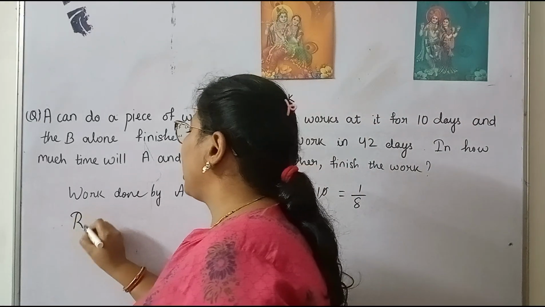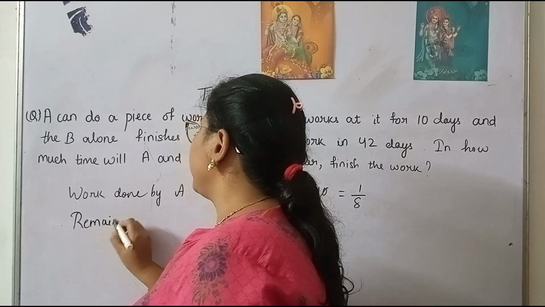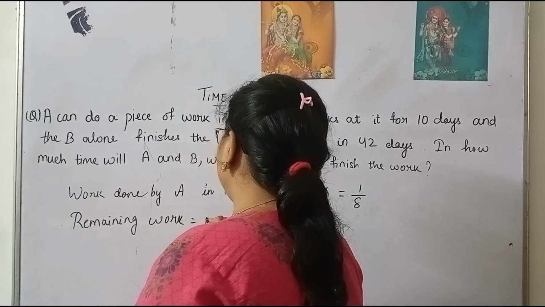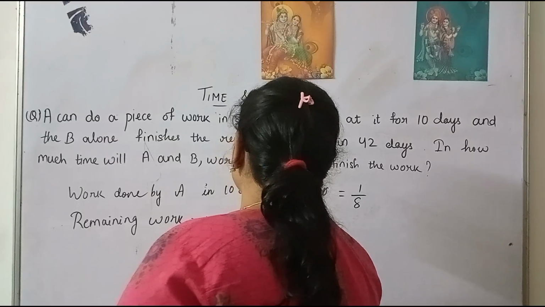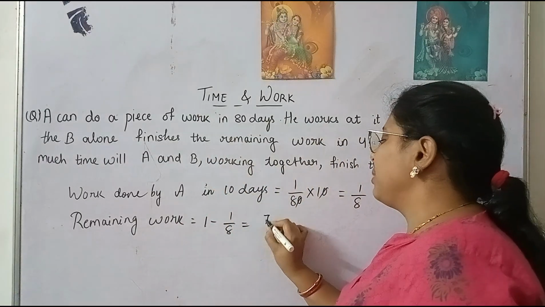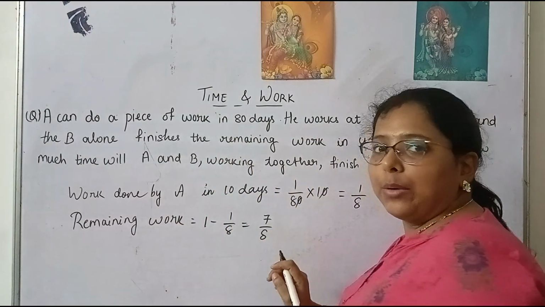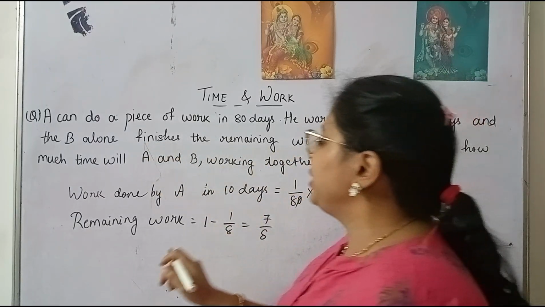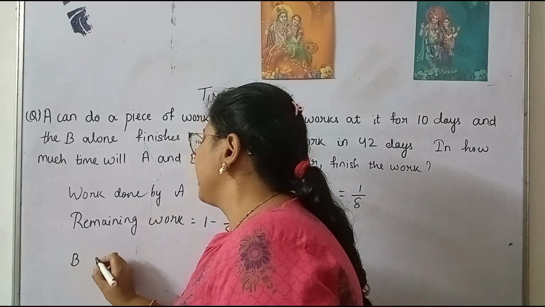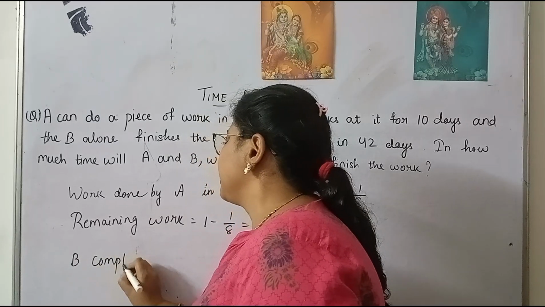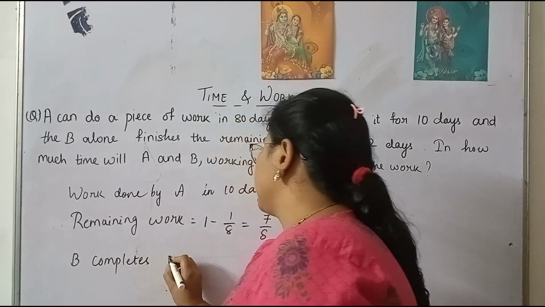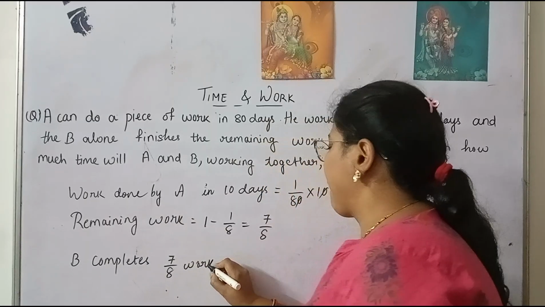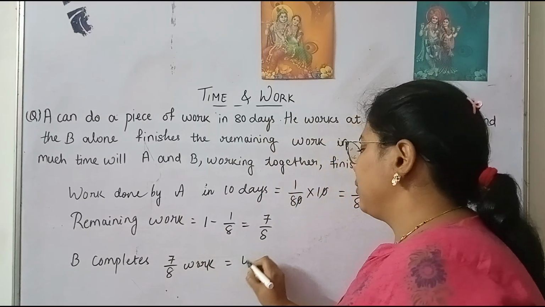Now how much work is remaining? Remaining work is equal to 1 minus 1 by 8, that is 7 by 8. 7 by 8 work is remaining. Here it has been told that the remaining work he completes in 42 days, right? B completes 7 by 8 work in how many days? In 42 days.